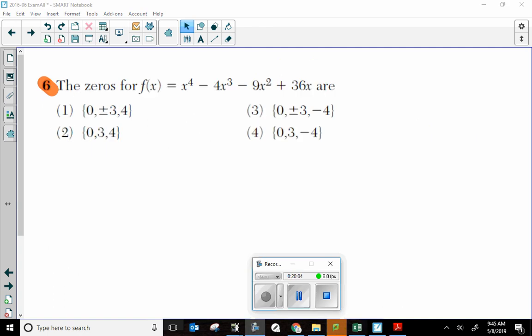Number 6, zeros. I could graph this. If I graph this in the calculator, my zeros are the same thing as y-intercepts. I can use this.